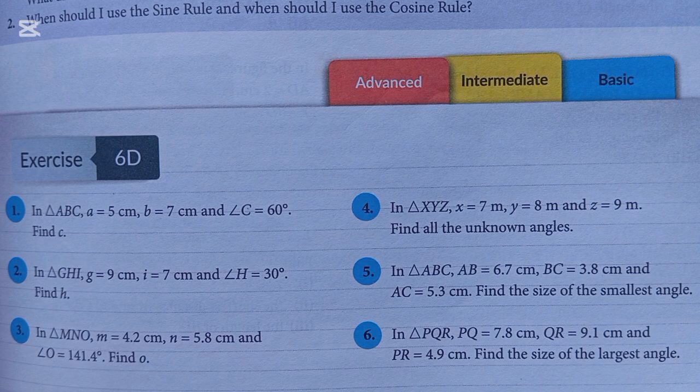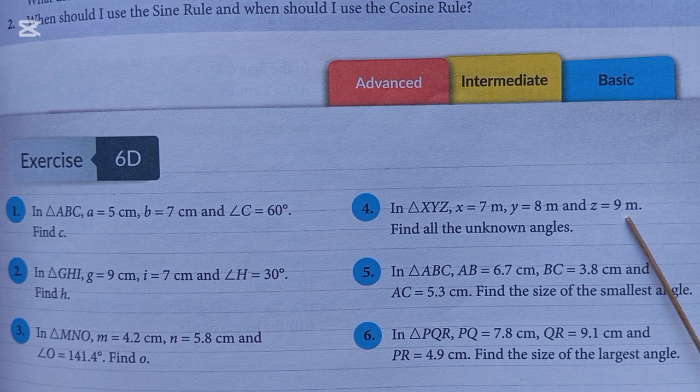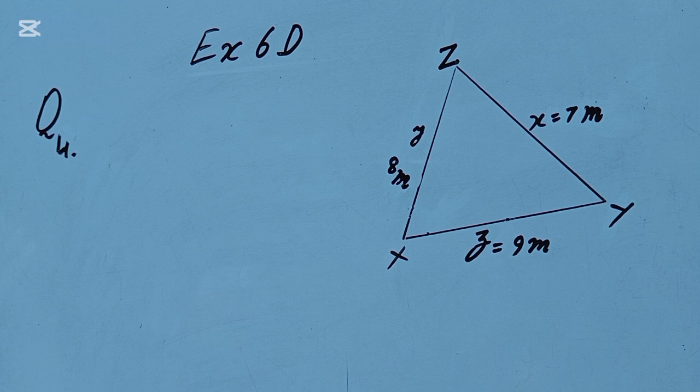Statement of question 4 is, in the triangle XYZ, the side X is 7 meters, side Y is equal to 8 meters, and the side Z is 9 meters. Find all the unknown angles. Means angle X, angle Y, and angle Z we have to find out through the cosine rule. It is the figure of the triangle XYZ according to the given statement.